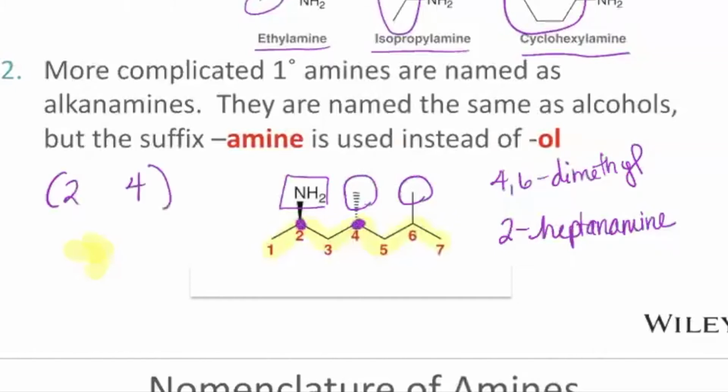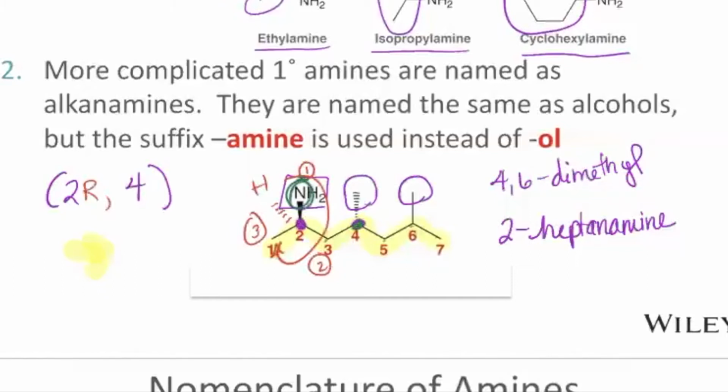So center 2, our highest priority is the nitrogen, so that's 1. Our second highest priority is this big alkyl group, and our third is the methyl group. What's left off here is the hydrogen, so you want to draw that in. The hydrogen's in the back, so we're all good. So this is going to be R, so it's 2R.